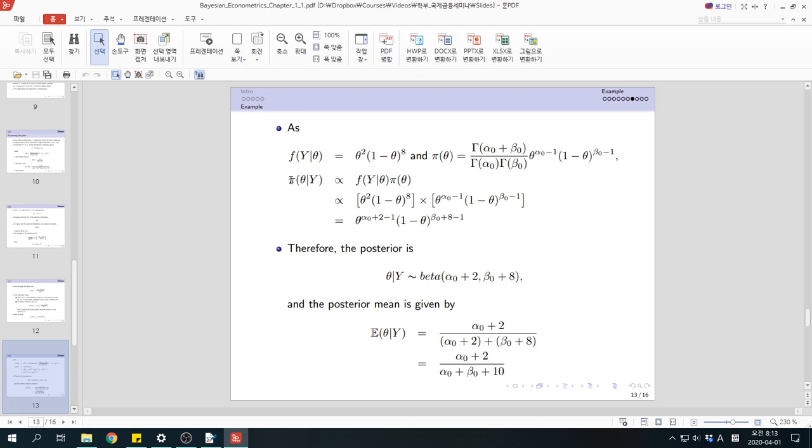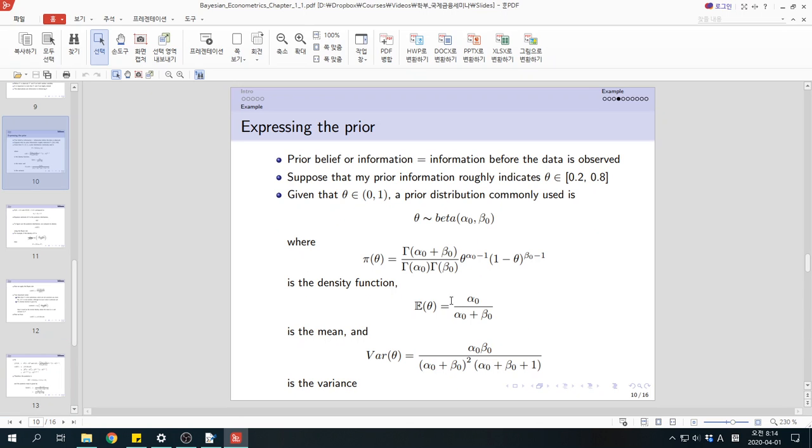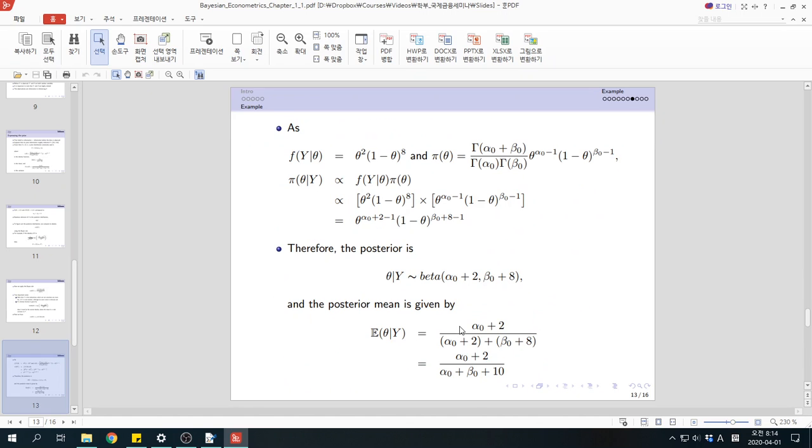So now we can see that this is the kernel of the beta distribution. Because its density is a beta density, its distribution must be a beta distribution, and the parameters must be alpha 0 plus 2 and beta 0 plus 8. Then its mean will be alpha 0 plus 2 divided by alpha 0 plus 2 plus beta 0 plus 8. That means alpha 0 plus 2 divided by alpha 0 plus beta 0 plus 10. This is the posterior mean. The prior mean is this, and here is the posterior mean.